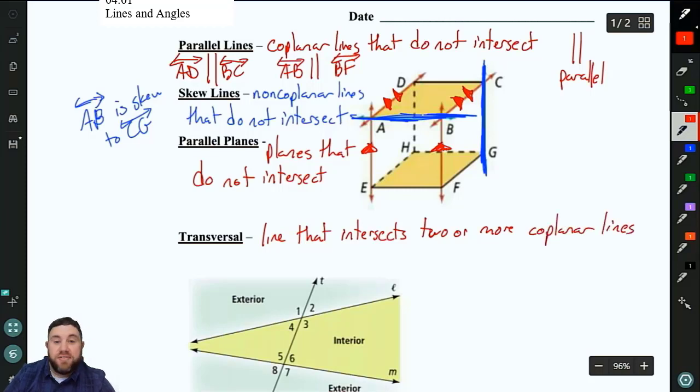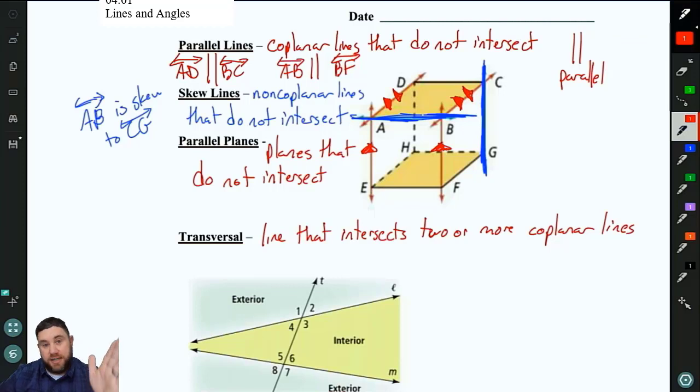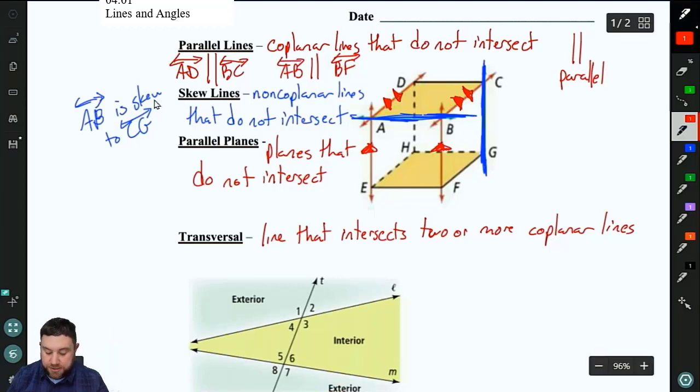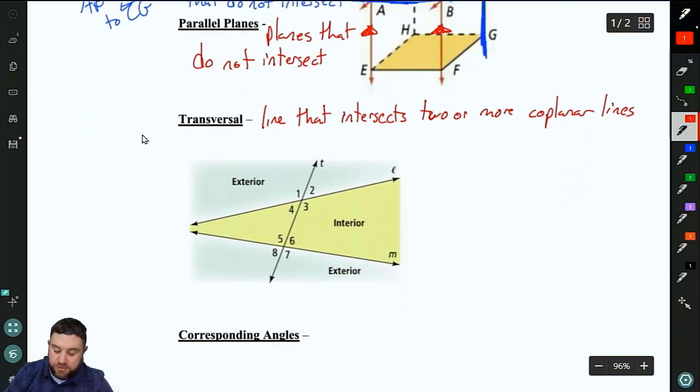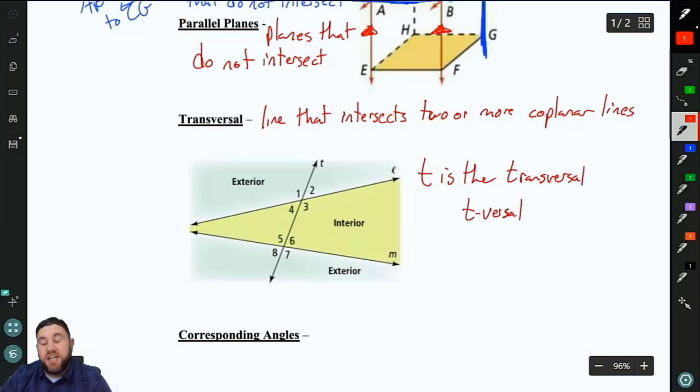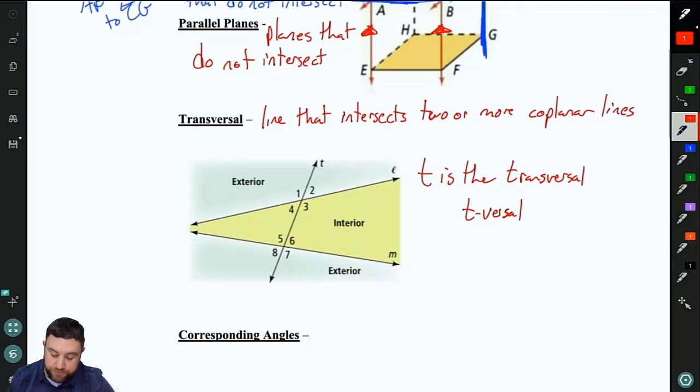So if you have two lines, whether they're parallel or not, and another line that runs through them, as you can see in this diagram here, we've got lines L and M. Those are two lines on a plane. So T is the transversal. And sometimes to abbreviate, I'll just call it T-versal. When we get into some theorems over the next couple days, we'll abbreviate just to make them shorter.